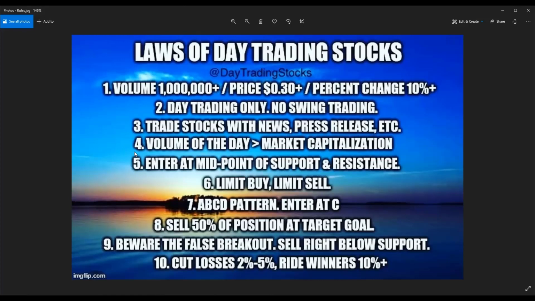Number 4 is volume of the day, which is high volume of the day, as well as trading stocks that have a high market cap, like Facebook or Apple and Microsoft and so on, or Tesla. And the reason why that is because those stocks don't move like penny stocks.